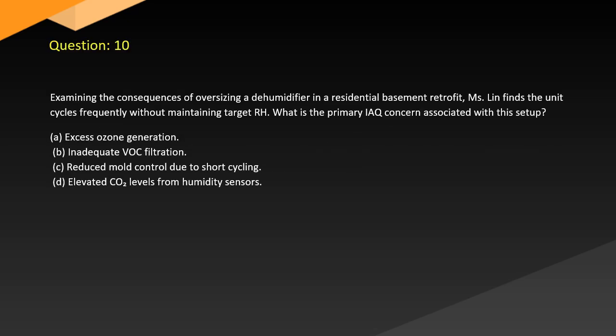Question 10. Examining the consequences of oversizing a dehumidifier in a residential basement retrofit, Lynn finds the unit cycles frequently without maintaining target RH. What is the primary IEC concern associated with this setup? A. Excess ozone generation. B. Inadequate VOC filtration. C. Reduced mold control due to short cycling. D. Elevated CO levels from humidity sensors.